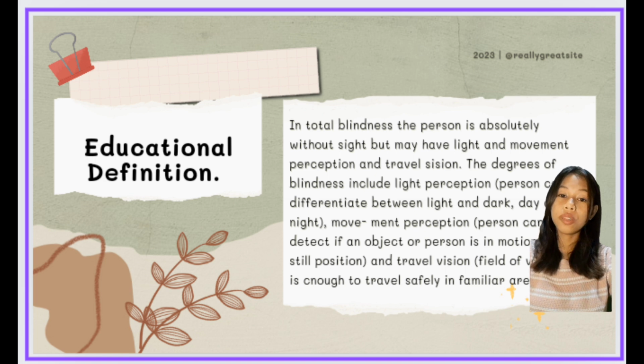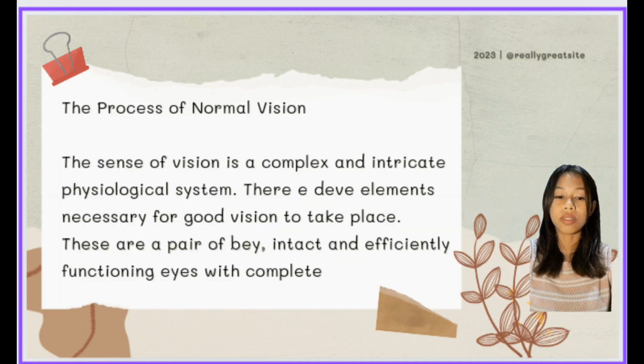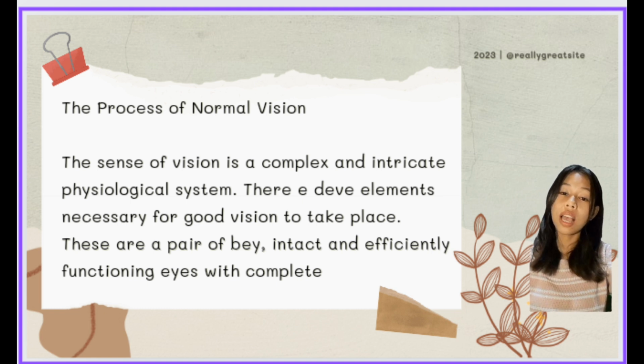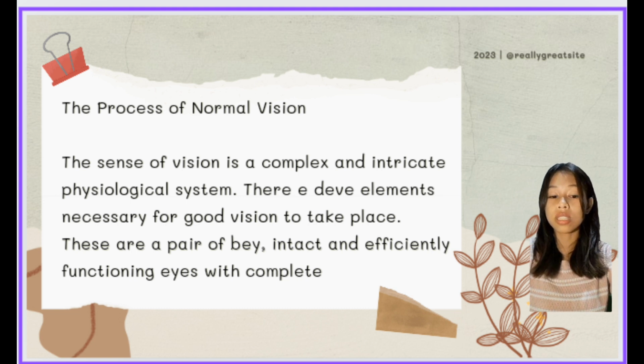So moving on to the process of normal vision. The sense of vision is a complex or intricate physiological system. There are requirements necessary for good vision to take place. There is a pair of intact and efficiently functioning eyes with complete parts, well-lighted objects and images, and a healthy brain. So absolutely, vision is indeed a complex process involving various components working together seamlessly.